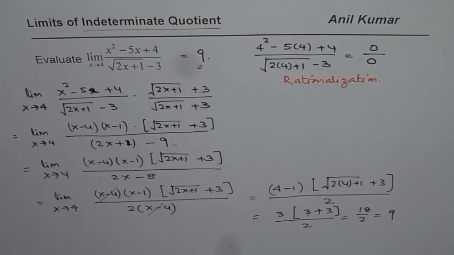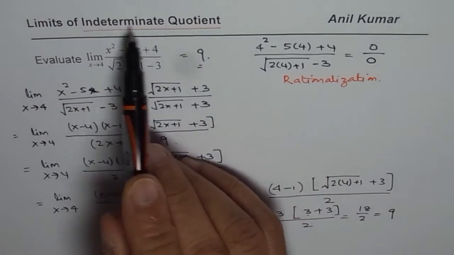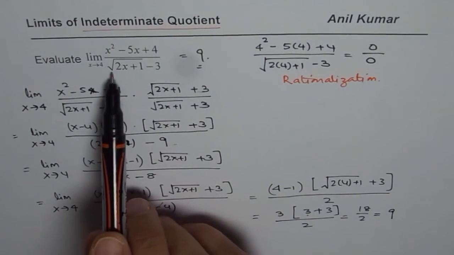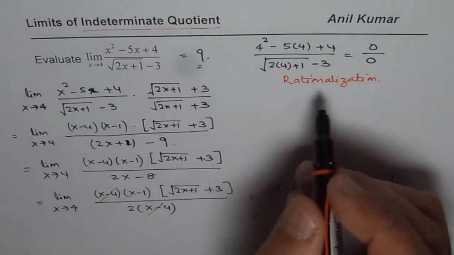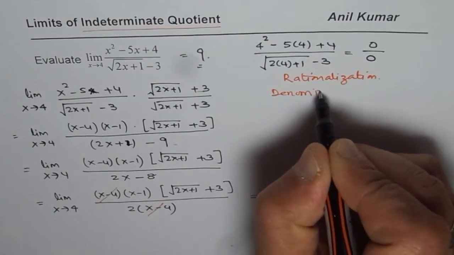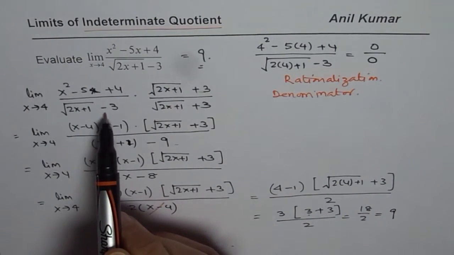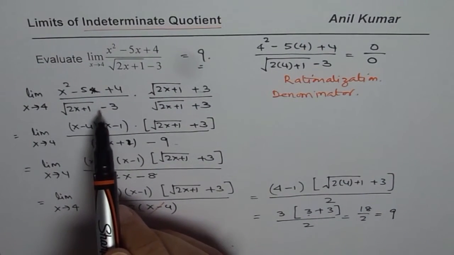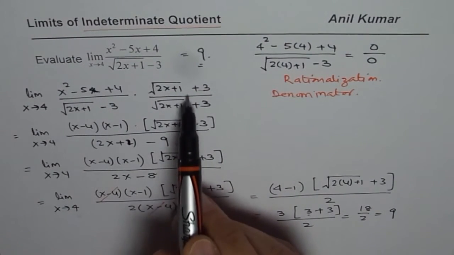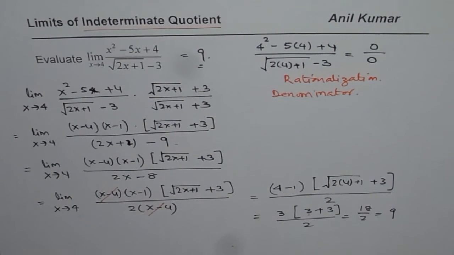Let us go through these steps once again. Whenever you have 0 over 0, it's an indeterminate quotient. You can apply different methods. But since we have a square root, we rationalize, in this case the denominator. Rationalization means to multiply and divide by the conjugate, right? So the conjugate of square root of 2x plus 1 minus 3 is square root of 2x plus 1 plus 3. So we multiply and divide by those terms and then simplify to get the answer.